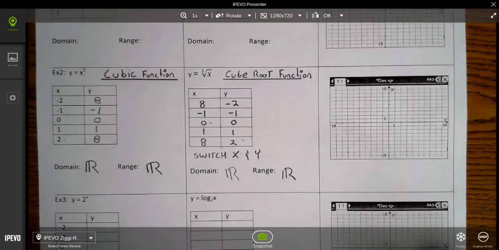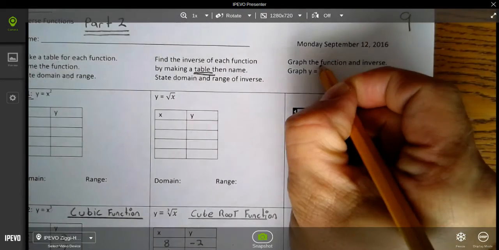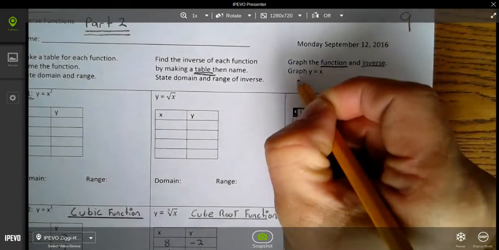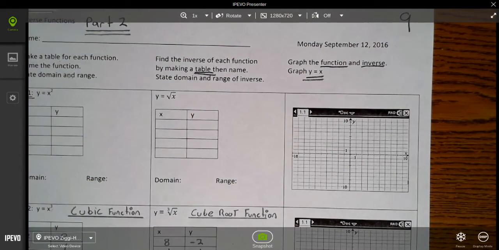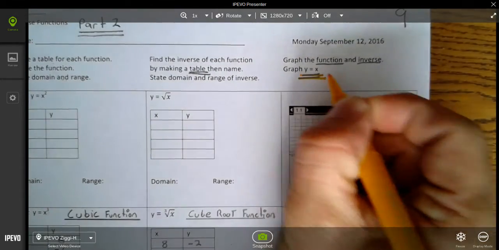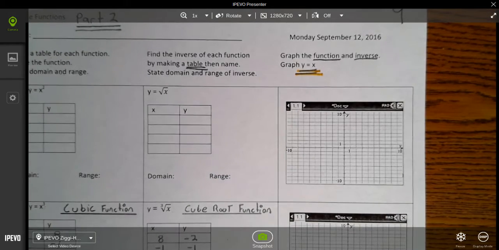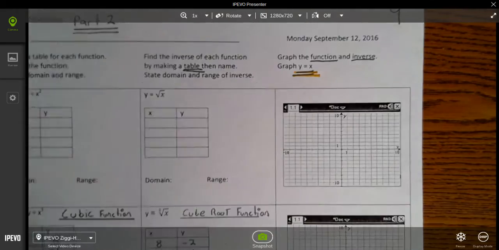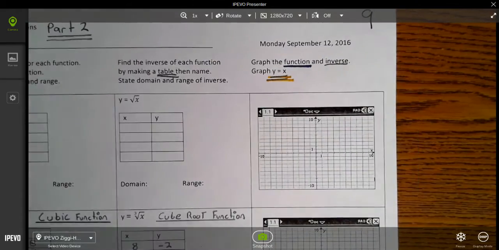All right, now let's look at the instructions for the third column. It says graph the function, keyword here, function, inverse, and graph y equals x. Now let's go ahead and graph y equals x in yellow. And while I'm thinking about it, let's graph the function in blue and the inverse in red.